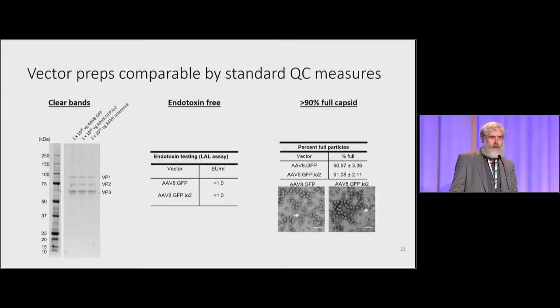We're seeing inflammation, and we're solving the inflammation problem, and it's not because of dirty virus. You can see the clean viral protein 1, 2, and 3 bands. You can see the viral particles. This is something that is endotoxin-free. We're doing our homework here. We hope that we're representing this accurately.